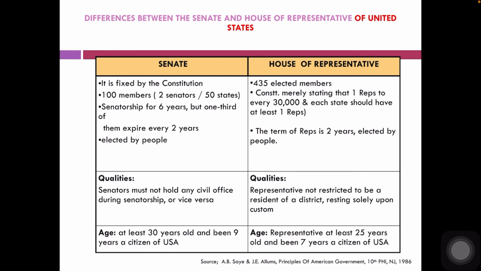So, what are the qualifications? So, the representative not restricted to be a resident of a district, resting solely upon custom, and for the age must be at least 25 years old and been 7 years as a citizen of United States of America.